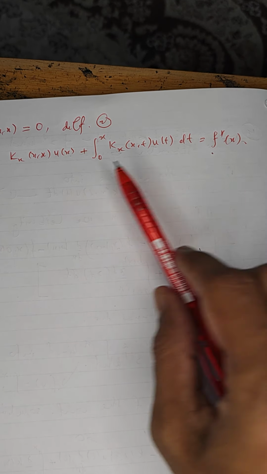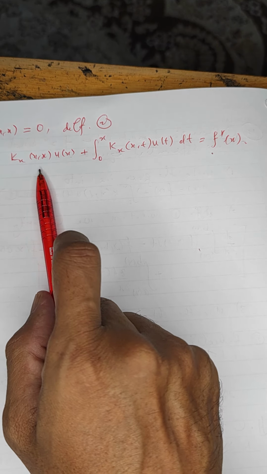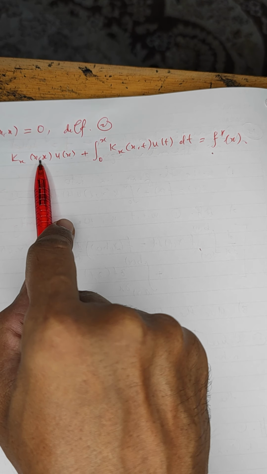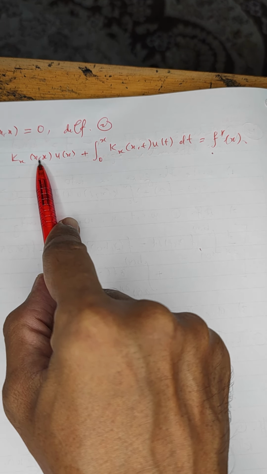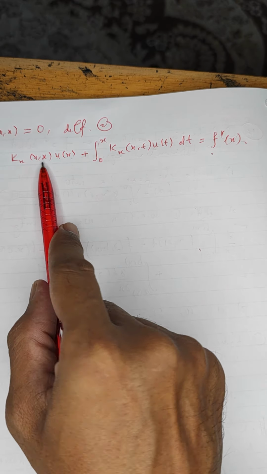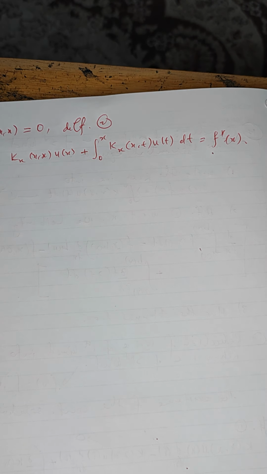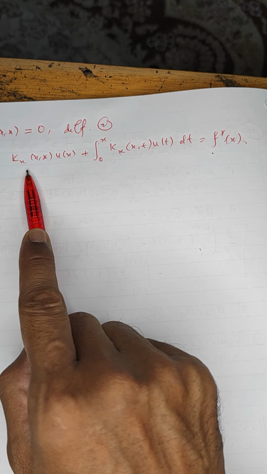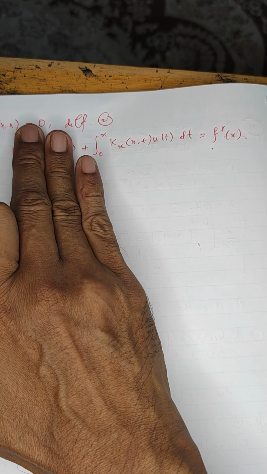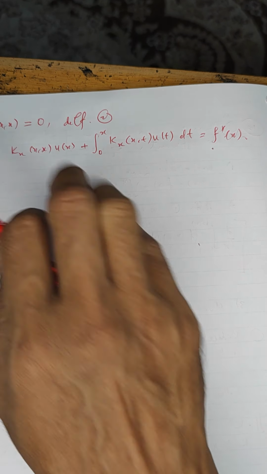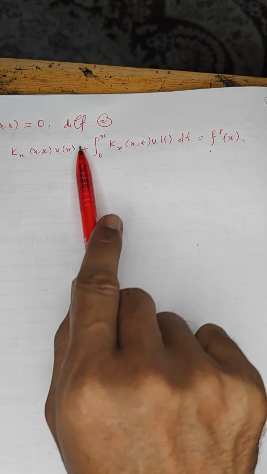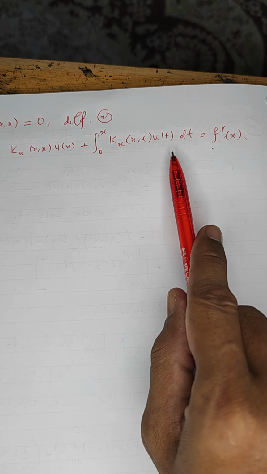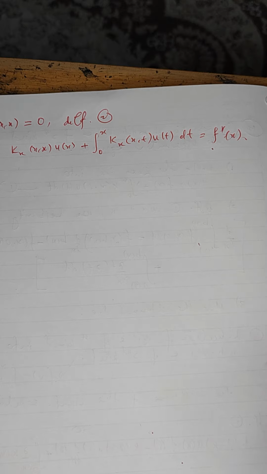And again the process: if k_xx(x,x) is not 0, similar to before, you can write u(x) in terms of a non-homogeneous Volterra integral equation of the second kind. If it is 0, what you have there is 0, so what is left is only the integral, which is a Volterra integral equation of the first kind. Then you need to do the process again and again.